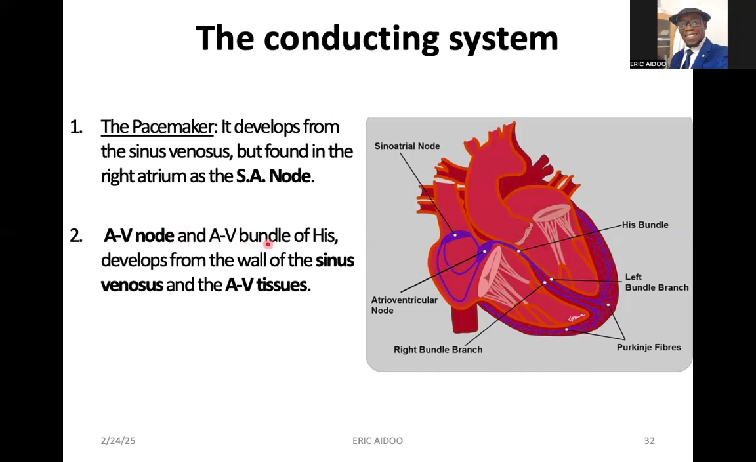So the AV node and AV bundle of His develop from the wall of the sinus venosus together with the atrioventricular tissues, helping in the formation of it as well. Then you realize that the bundle of His will branch or bifurcate into two portions, a left and a right bundle, which later continue towards the apex of the heart and then branch and supply the rest of the ventricular muscles in the form of Purkinje fibers.